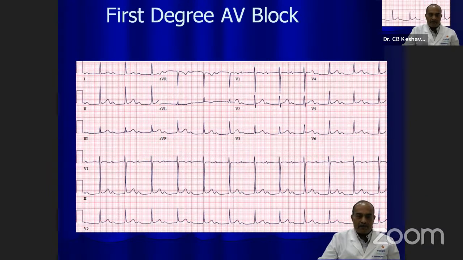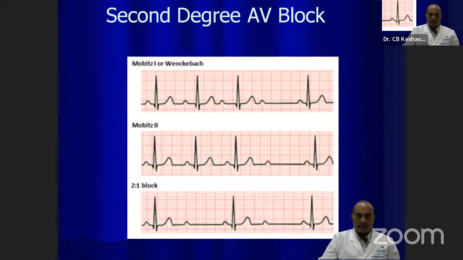Usually by itself, it doesn't require any treatment. There may be ischemia, myocarditis, some underlying cause, or beta blockade, which needs to be reduced, but per se it doesn't require treatment unless it progresses into type 2.